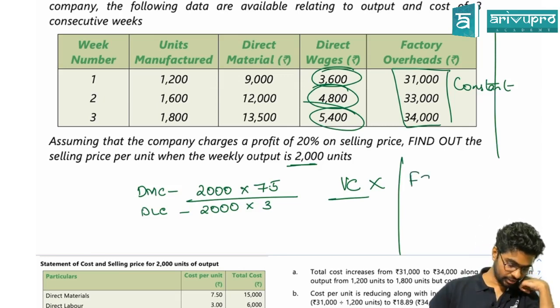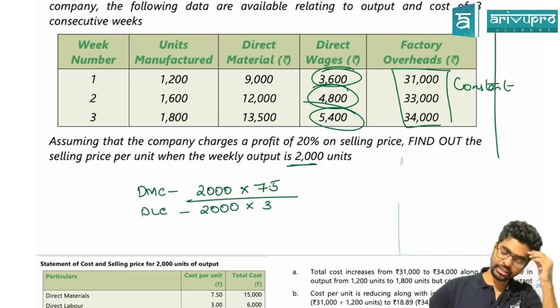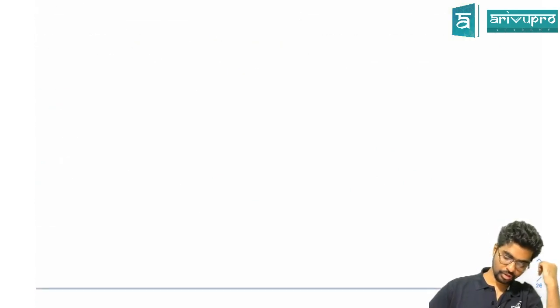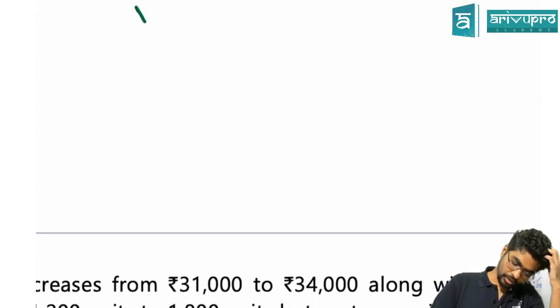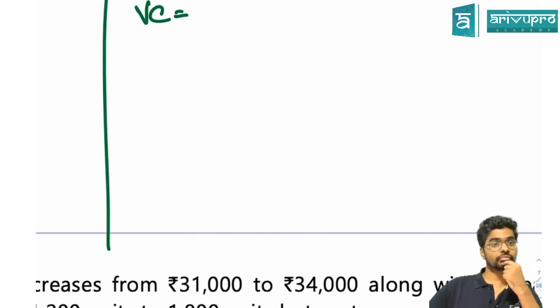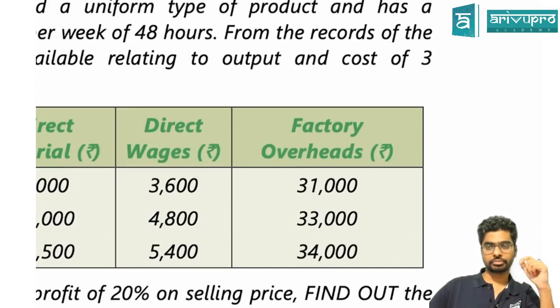Therefore, it is not even a fixed cost. Now, whenever it's a semi-variable cost, I try using this formula. What is the formula? Variable cost. This is only for the semi-variable. When it is variable, it is constant per unit.